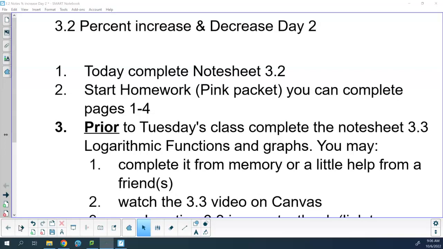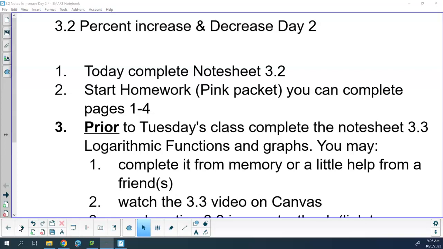The second stack, you got a 2-sided note sheet, 3.3 note sheet. We'll talk about that one momentarily. And you also picked up a pink homework packet. So those are the 3 things that we talked about. So today, we're going to complete that very first one, the 3.2 note sheet. You will also have the opportunity today in class to start the pink packet.